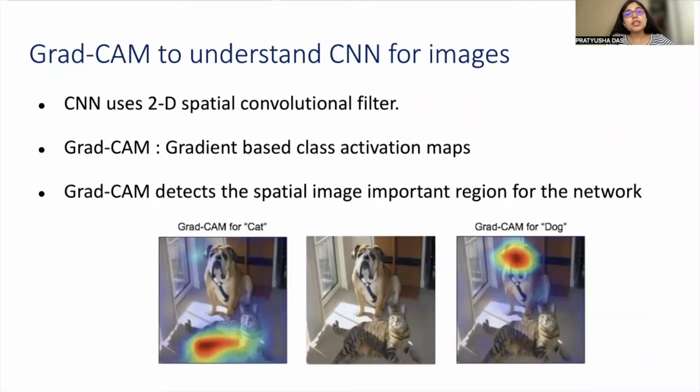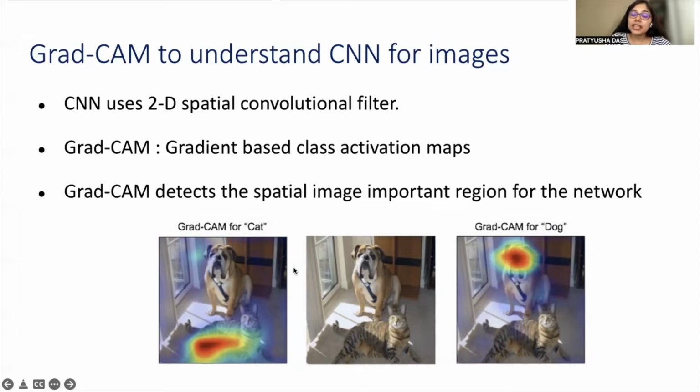Now, gradient-based class activation map was first proposed to understand the outcome of the convolutional neural networks. CNN uses 2D spatial convolutional filters, and this GradCam detects the spatial image importance region to understand the prediction of the network. So, for example, given in this figure, if you look at the middle photo, if I want to understand if there is a dog or not, the network will look at this region of the image to predict if there is a dog or not.